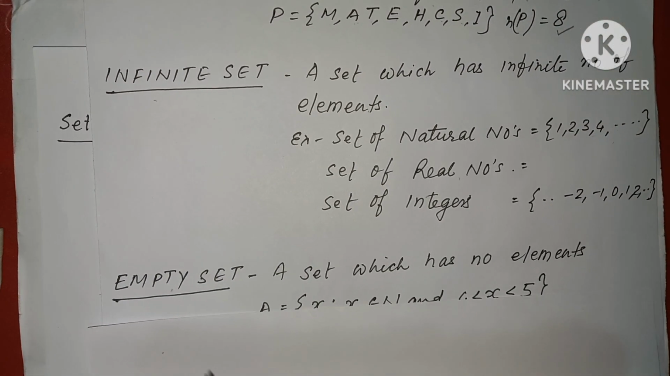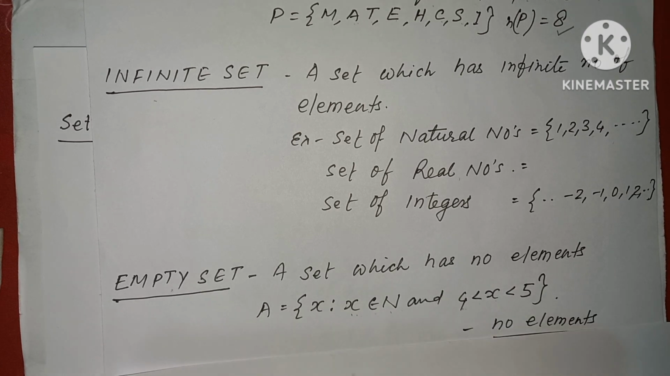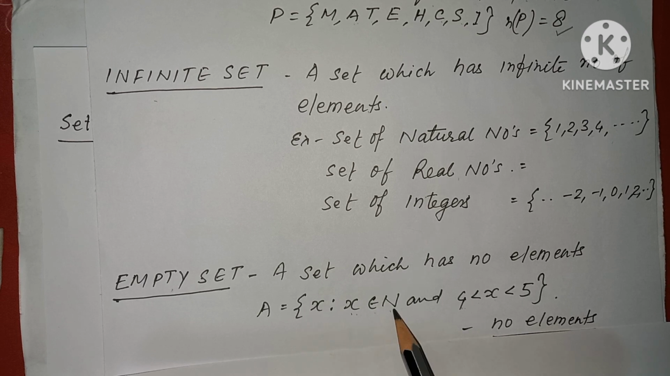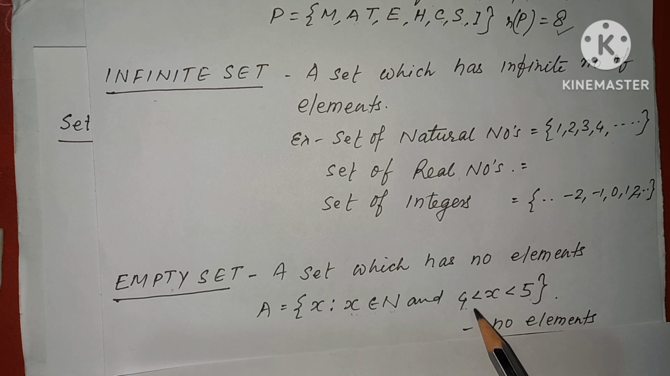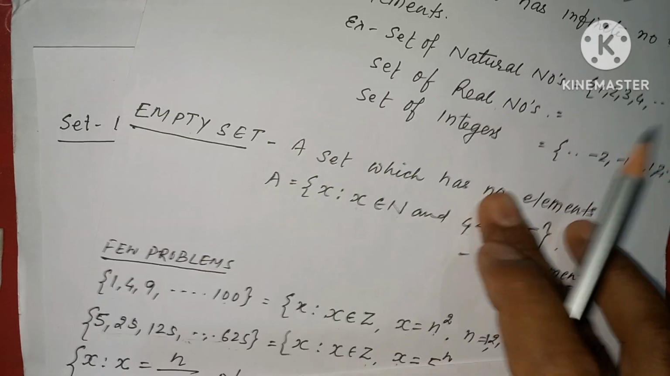What is the empty set? A set which has no elements is called empty set. इसमें कोई भी एलिमेंट नहीं होते हैं। फॉर एग्जाम्पल {x such that x belongs to N}, यानी x जो है वो नेचुरल नंबर का एलिमेंट होना चाहिए और 4 और 5 के बीच में होना चाहिए. क्या आप 4 और 5 के बीच में किसी नेचुरल नंबर को निकाल सकते हैं? It is not possible. So it is an empty set.